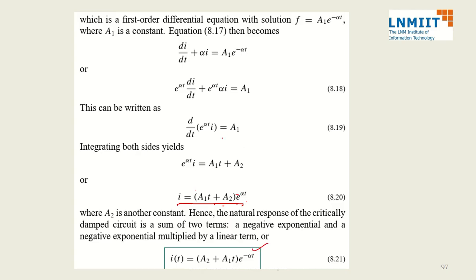I am not going into the derivation and reasoning here, but as a brief snippet, you can remember that if alpha is equal to omega, my current will be A1 plus A2 t. You can write A1 t plus A2, it will not matter, times e raised to power minus alpha t, or e raised to power st, where s is equal to minus alpha.